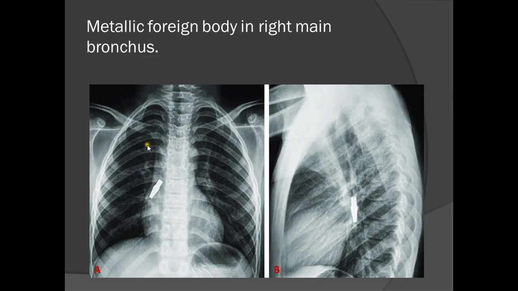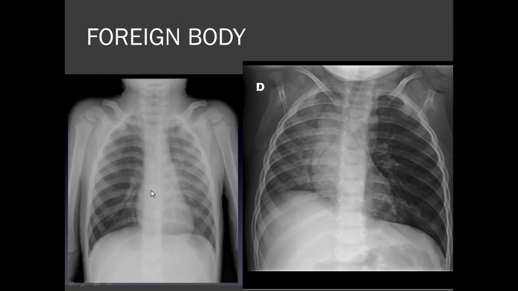Not all foreign bodies are radiopaque. Some are radiopaque and easily seen, but a few are radiolucent. Most of the time they are radiolucent: the rubber, the batteries, the button and peanuts. So most of the time they are radiolucent. So how would you confirm?